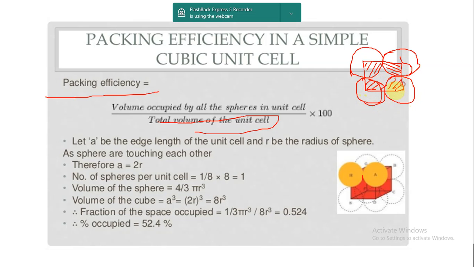Okay, so if you see, if I consider the length of the edge of the cube as A, let A be the edge length of the unit cell and R be the radius of my sphere. So this is the center and this is the radius of my sphere. So you see, this is R and this is R. So R plus R equals A. So R plus R is 2R. Therefore A equals 2R.